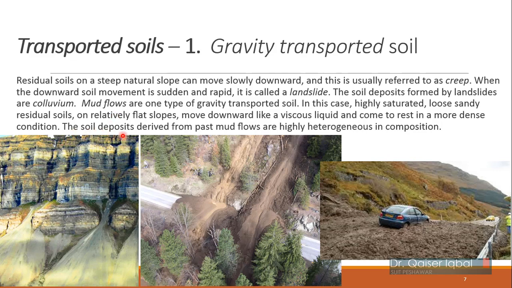So the soil deposits derived from past mud flows are highly heterogeneous in composition, because mud flows take everything on their way, that is vegetation, fragmented pieces of rocks, clay, silt. So they will be mixed, heterogeneous in composition compared to the other types of soils like those resulting from creep, in which you will have one particular type of soil, while in mud flows you will have everything mixed together.